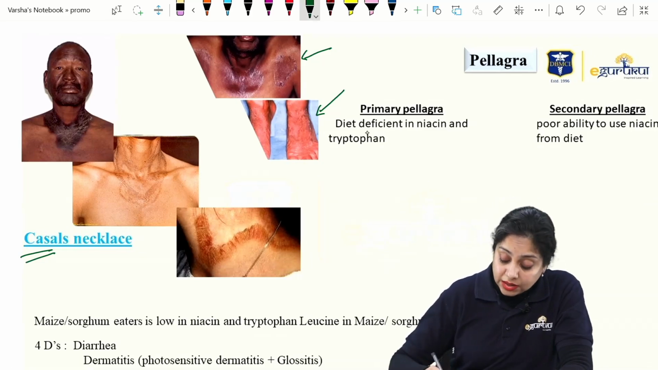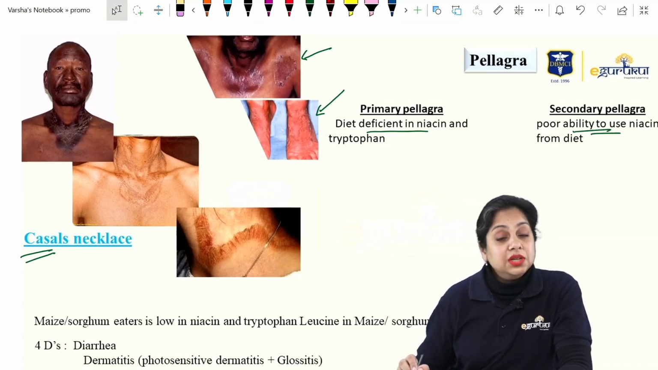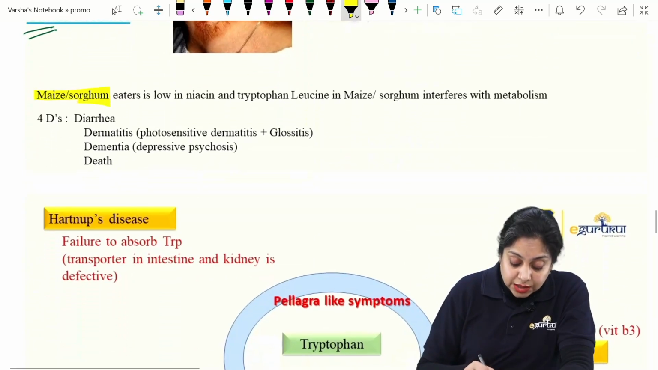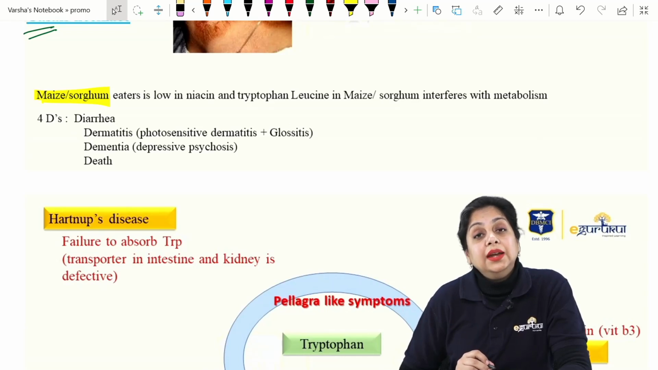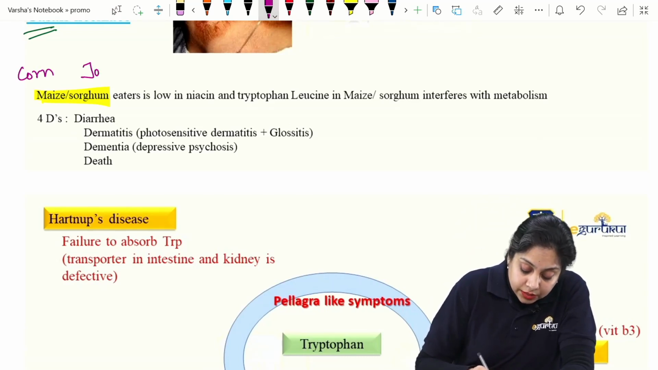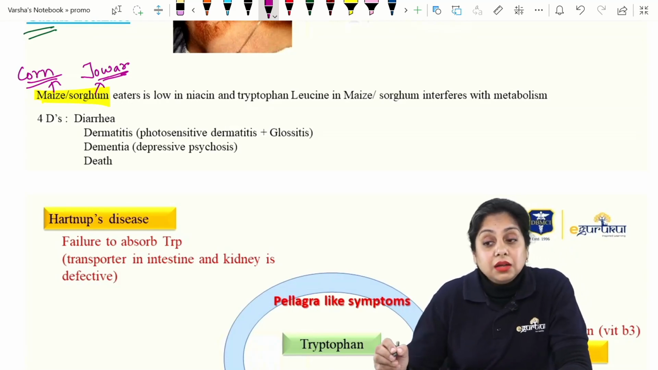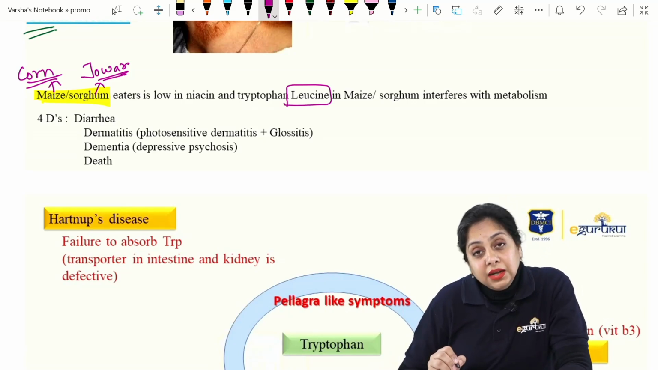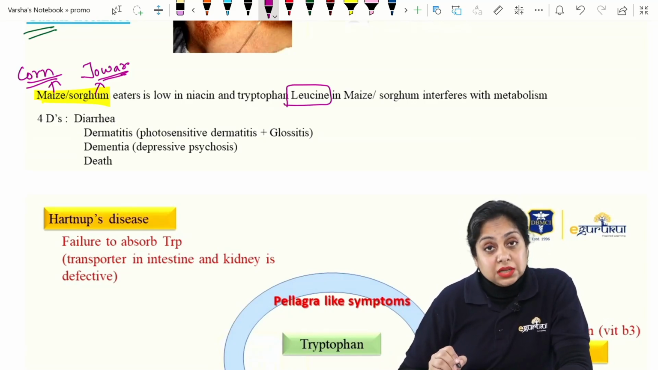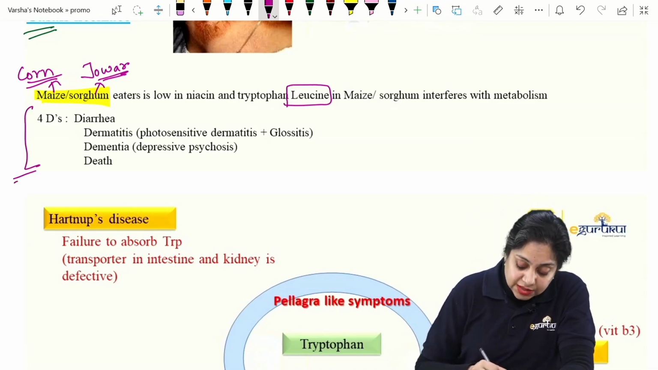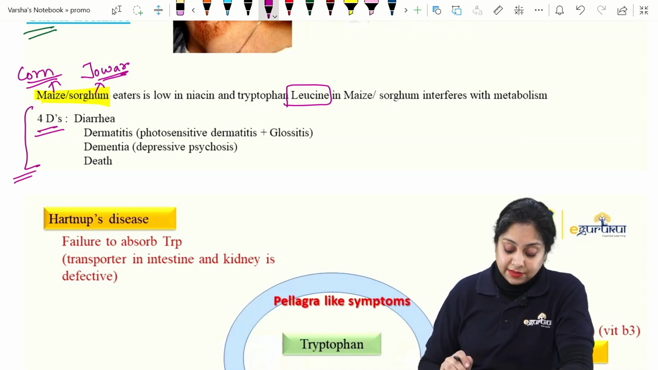Pellagra is of 2 kinds: diet deficient in niacin, right, and poor ability to use the niacin from the diet. Both cases we should be talking about. And especially, another question, the people who are on the maize, sorghum, sometimes they write the corn. Maize is corn, sorghum is jowar. We should know the keywords: corn, jowar, right? Maize is corn, jowar is sorghum. If they eat too much, there is the leucine in this diet that interferes with the tryptophan metabolism. So the person will show the pellagra if he is eating all these things for a prolonged time, which leads to the 4Ds of the pellagra: diarrhea, dementia, dermatitis, and death.